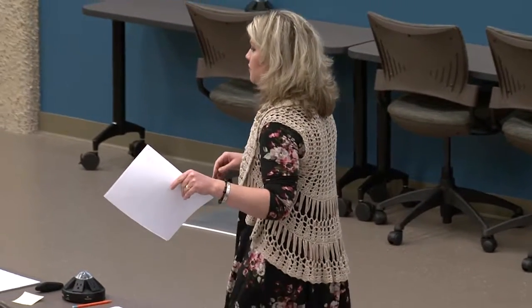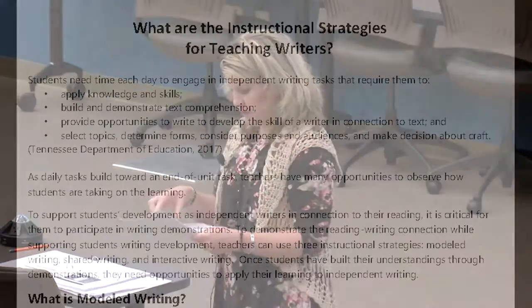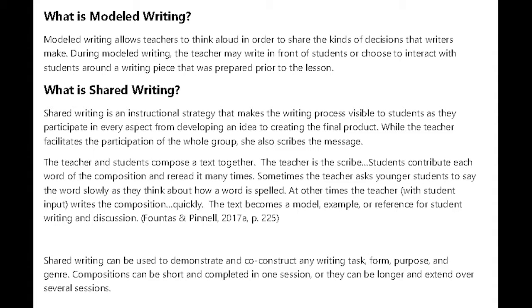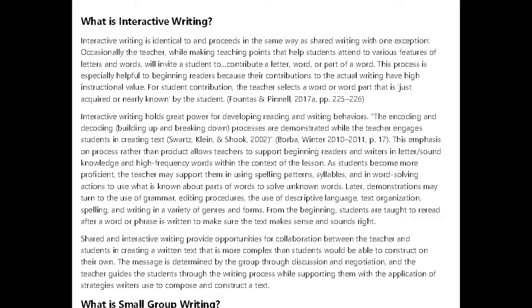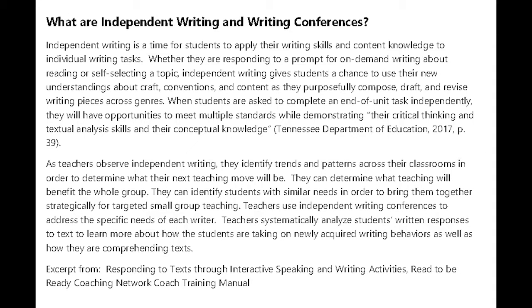So in our groups of 4, now I'd like you to number off 1 to 4. Okay? All numbers are going to read the first part, up to modeled writing. Number 1s, put your finger up. Number 1s, you're going to read modeled writing and shared writing. Number 2s, interactive writing. Number 3s, small group writing. And number 4s, independent writing and writing conferences.